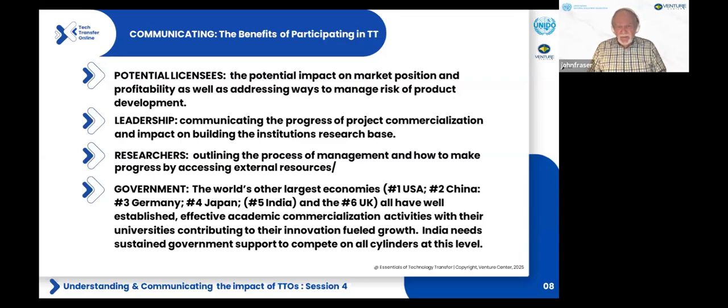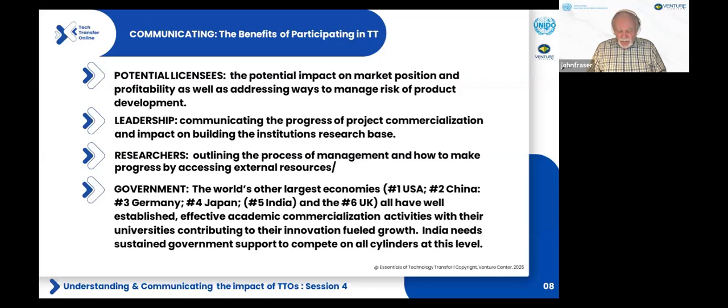The leadership, I've communicated that. Also for researchers, the best way to communicate is now that they're engaged and understand some of the benefits, explain what the process is, the timing of the process. This does take time, and how being engaged helps them access external resources.